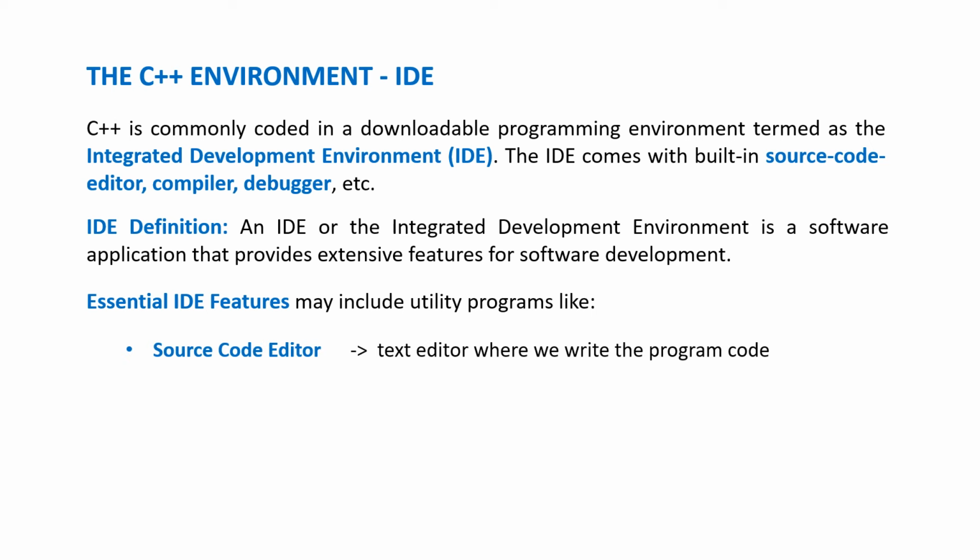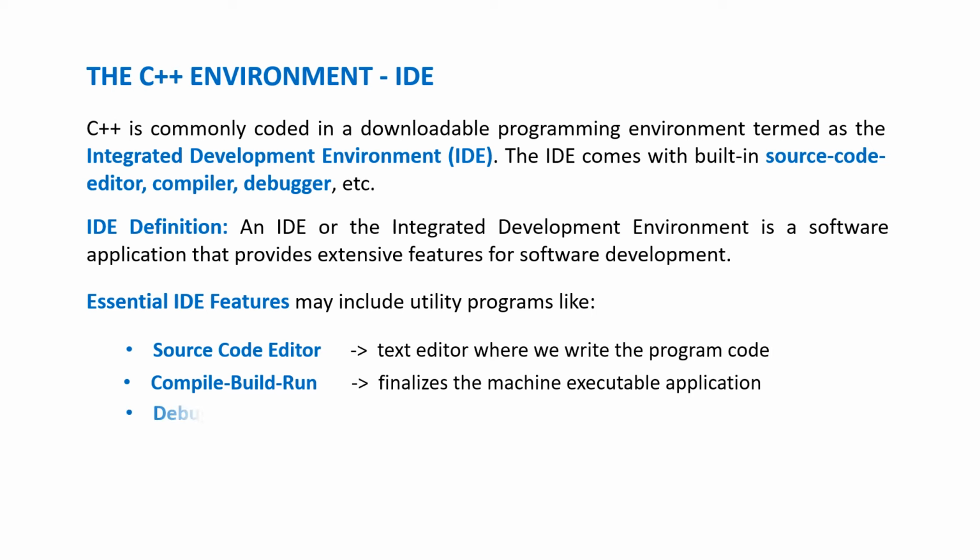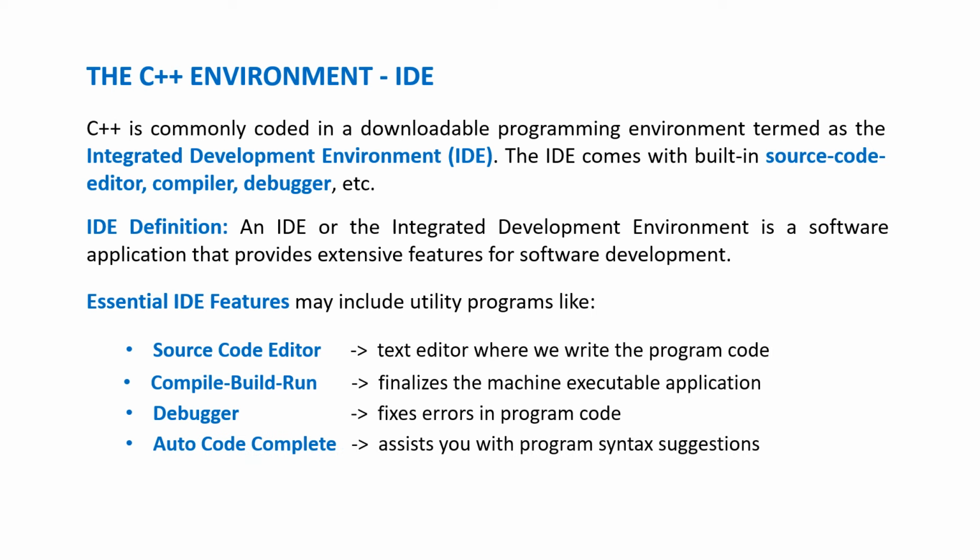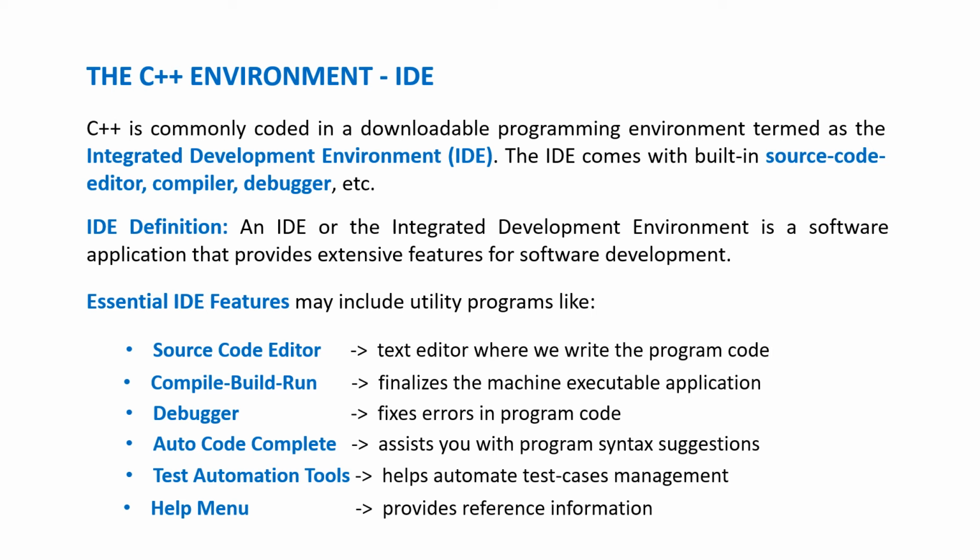Essential IDE features may include utility programs, like source code editor. It is the text editor where we write the program code. Compile, build, run. They are the utility programs, which finalizes the machine executable application. Debugger. It is an inbuilt program that fixes the errors within a user-coded program script. Auto code complete. A feature that assists you with suggestions on coding syntax. Test automation tools. It helps automate test cases management. Help menu. It provides documented reference information to your doubts regarding the coding syntax.